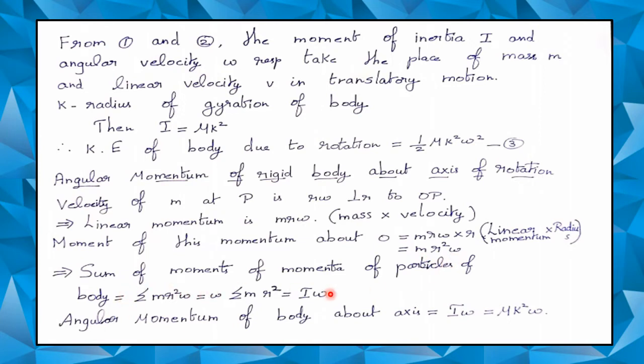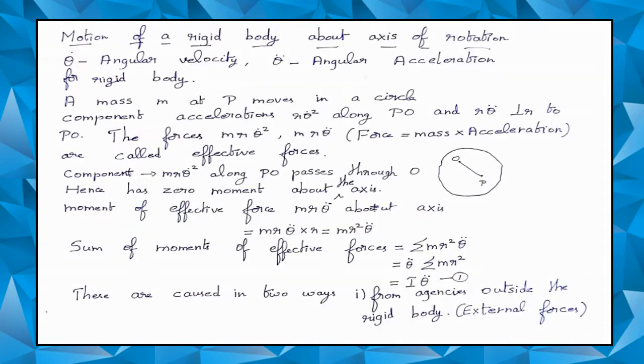Now the sum of momenta of particles of the body is equal to summation m r square omega, and since omega is constant we can take it out. So this is equal to omega sigma m r square, and sigma m r square is equal to I. So this is equal to I omega. So we get an expression for angular momentum, and that is equal to I omega. Again we can replace I by m k square.